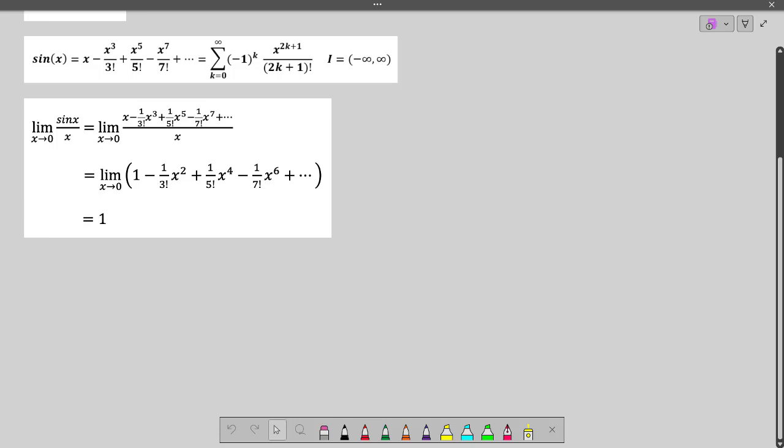So sine, odd function. So it has the odd powers from e to the x with a switch. So we can just take the power series for sine, replace sine with it. We can divide x into each term. So x goes into x once, x goes into x cubed, x squared, all the way through.